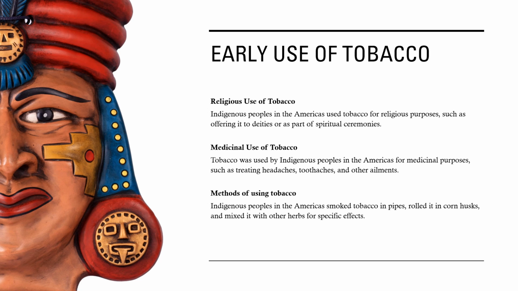Methods of using tobacco. Indigenous peoples in the Americas smoked tobacco in pipes, rolled it in corn husks, and mixed it with other herbs for specific effects.